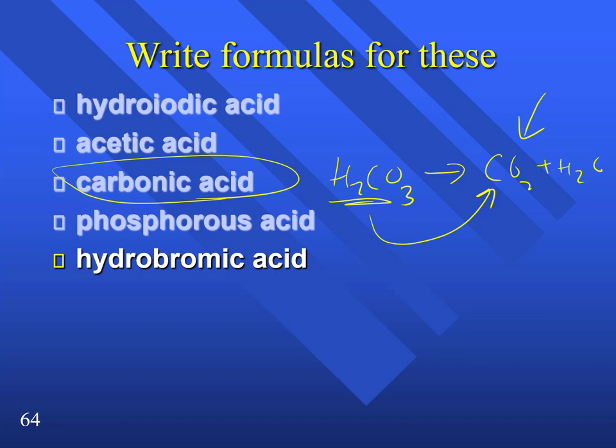Okay. Hydrobromic acid? Well, acid tells me H. Hydro tells me no oxygen. Bromide. Br is a halogen, so it's 1 minus. H is 1 plus. Adds up to 0. HBr is the answer.